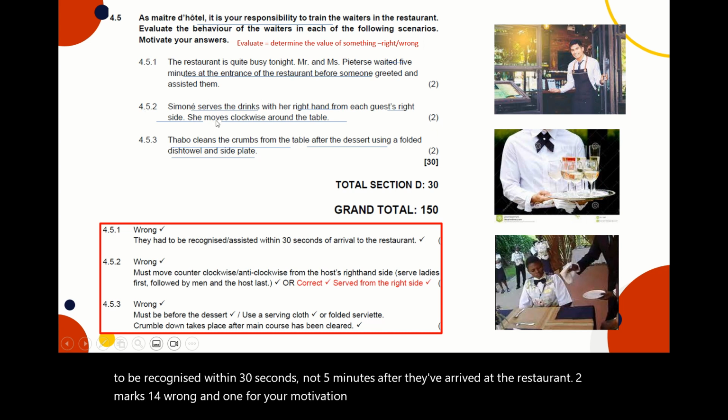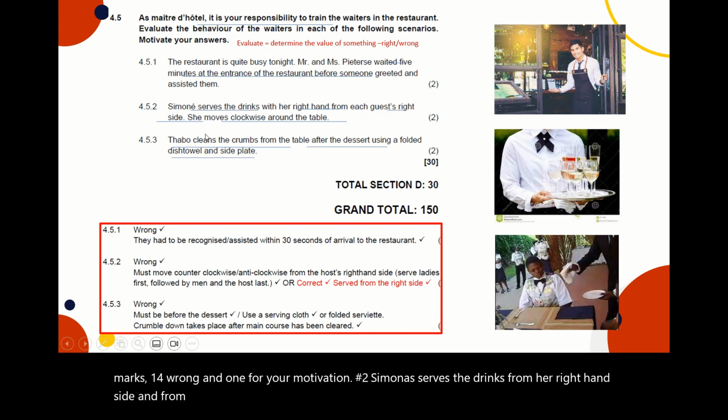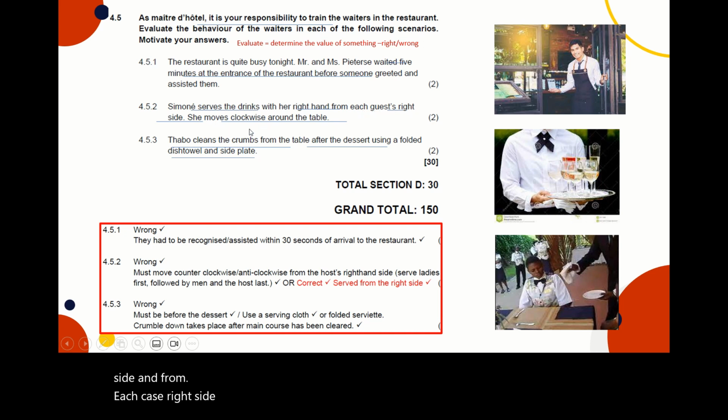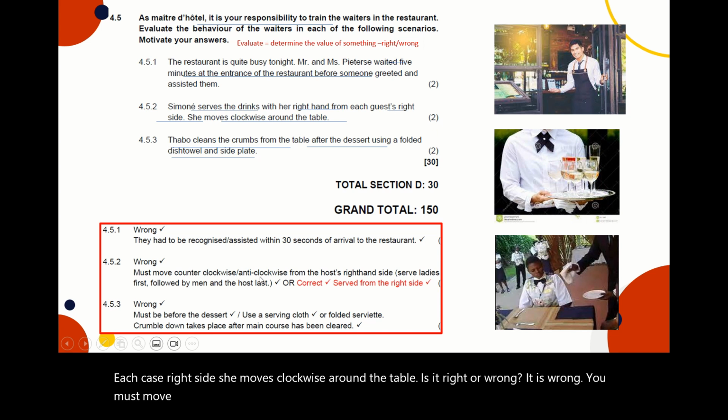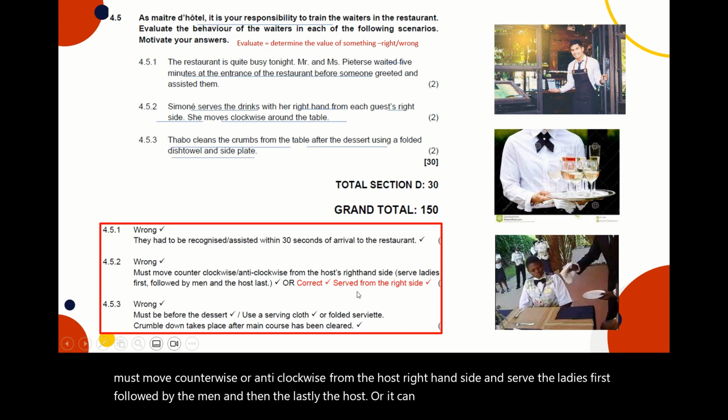Number 2, Simone serves the drinks from her right-hand side, from each guest's right side. She moves clockwise around the table. Is it right or wrong? It is wrong. You must move counterwise or anti-clockwise from the host's right-hand side and serve the ladies first, followed by the men, and then lastly the host. Or it can be correct because it's served from the right-hand side.